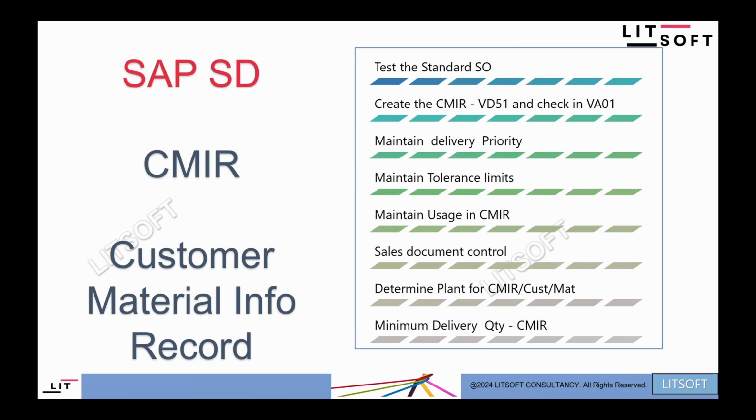This is the scope. Today we are going to test the standard sales order, create the CMIR, where VD51 is the T-code, and we will check in VA01. We will maintain delivery priority, maintain tolerance limits, maintain usage in CMIR, sales document control, determine the plant for CMIR, customer, material and the priority level, and minimum delivery quantity in the CMIR.